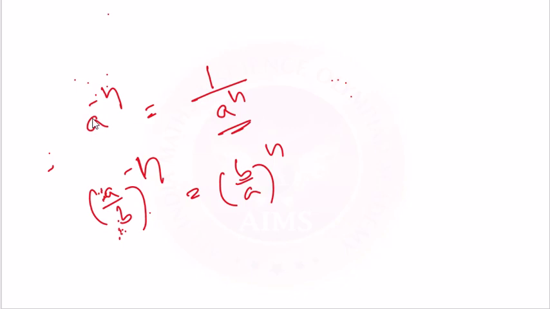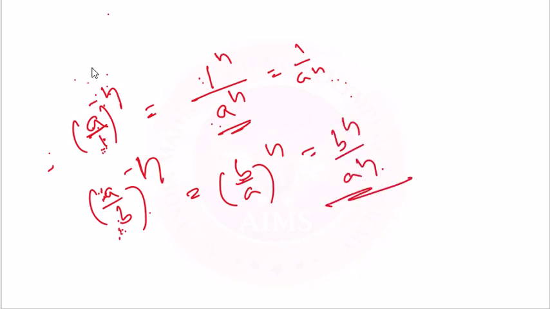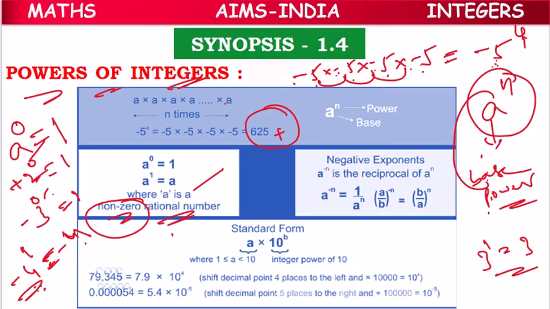Here, a power minus n can be written as a by 1 whole power minus n, because 1 to the power of any number equals 1 only. That's why a by 1 reversed means 1 by a power n, or b power n by a power n. Like that, if we have a negative power, we can interchange the numerator and denominator, and then the power sign will change. That is one condition.